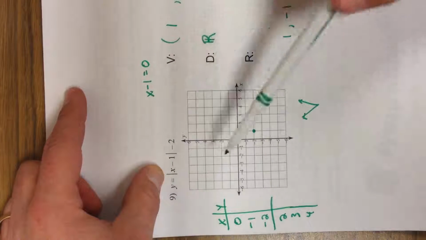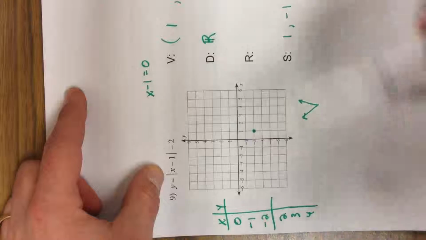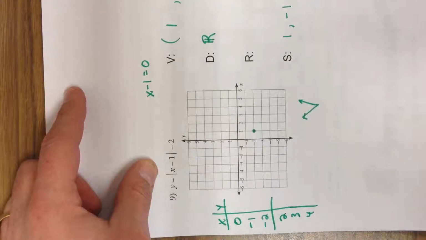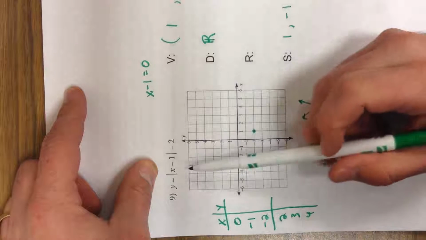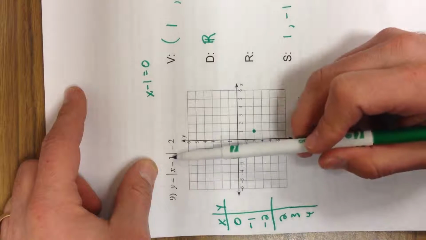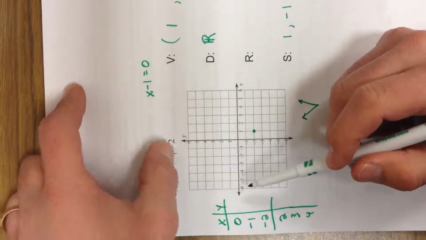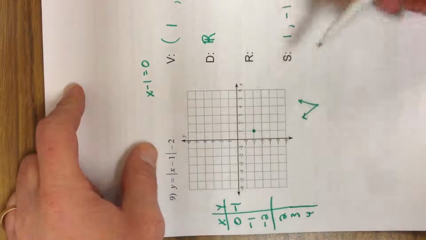So I'm not going to show all my work here. You kind of have to walk yourself through it. You have to do this by hand. Most calculators won't do absolute value, but 0 minus 1 is -1, but the absolute value of -1 is 1. So 1 minus 2 is -1.